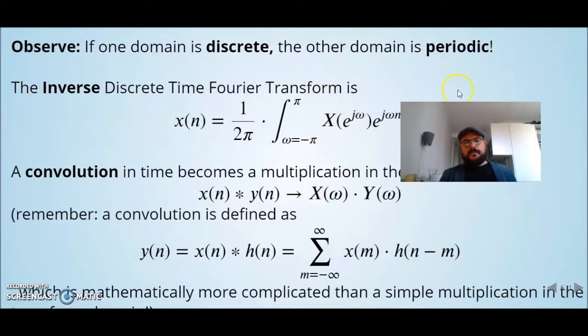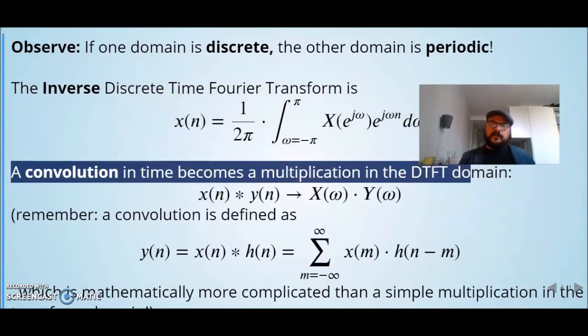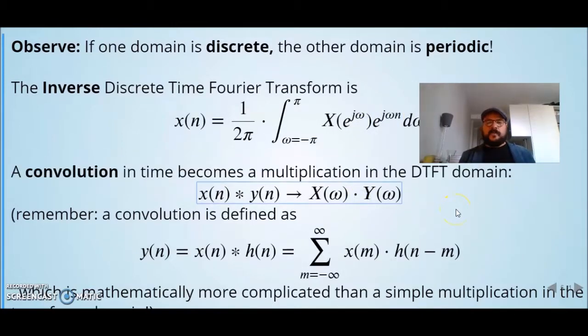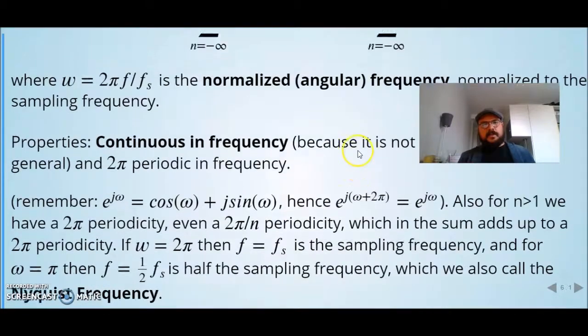This transform is also invertible, so we have an inverse DTFT. It's given by this formula, and it's very interesting to note and useful that convolution in time domain becomes a multiplication in the DTFT domain, and multiplication is usually much more simple than a convolution. Convolution is mathematically more complicated, and that's the DTFT.